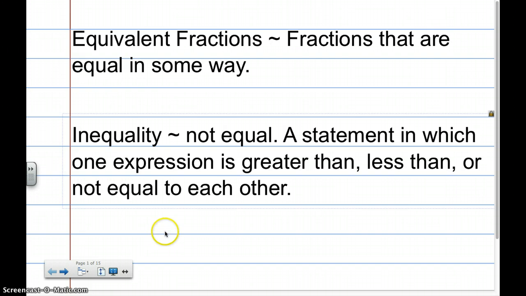Let's get started. Equivalent fractions. Equivalent fractions are fractions that are equal in some way. Inequality. This is not equal. This can be anything that is not equal, fractions, decimals, anything. This is a statement in which one expression is greater than, less than, or not equal to the other. So you would use symbols like this. So you can pause this and copy down your definitions.